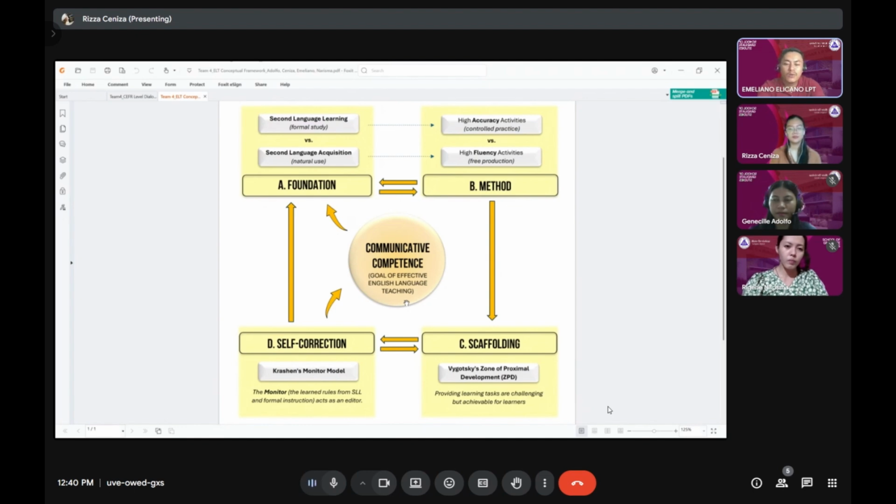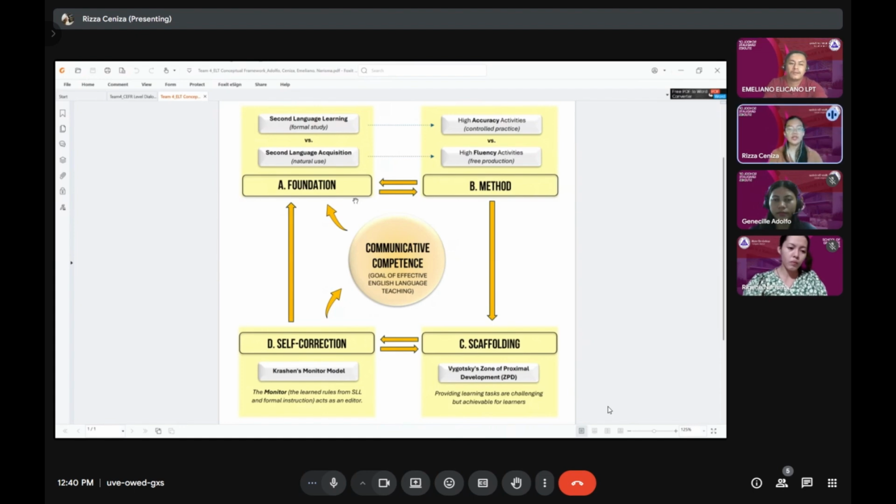So our framework is a continuous cycle designed to guide teachers in creating lessons that are structured, supportive, and functional. We organize the framework into four interacting components. First is the foundation, next is method, third is scaffolding, and fourth is self-correction. Now let's begin with the starting point of our process, which is the foundation.